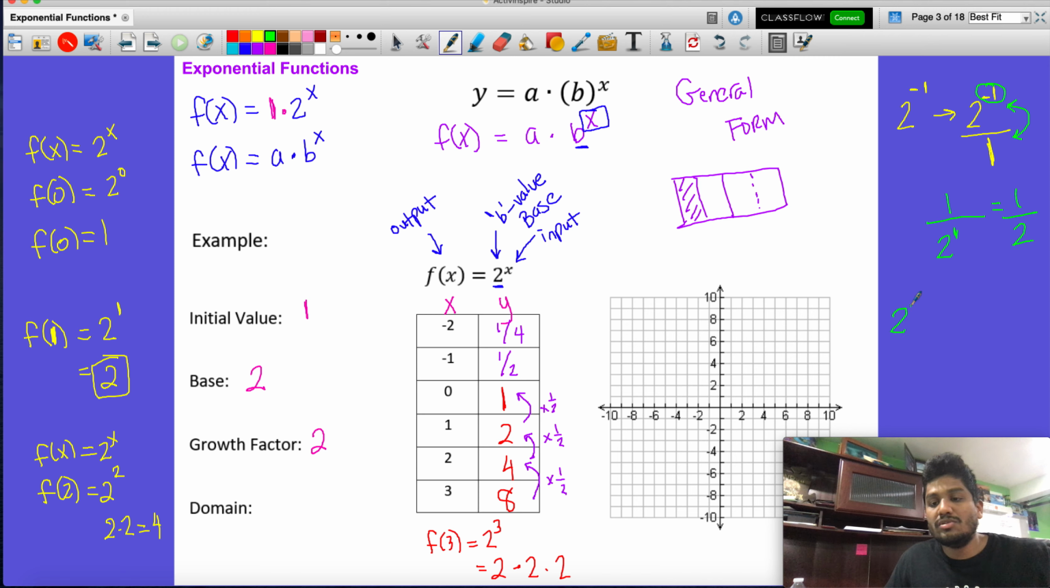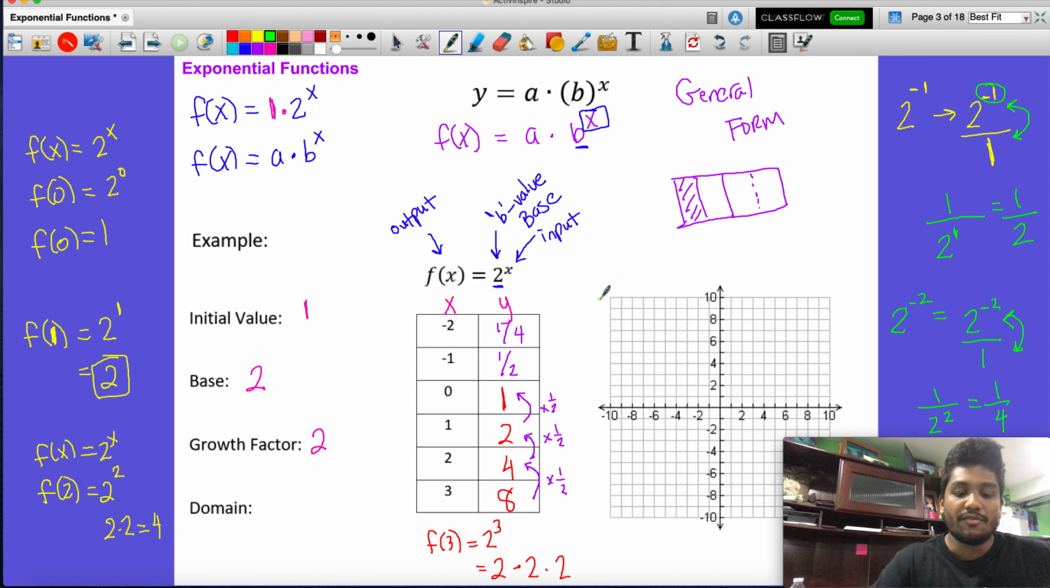Same thing for the 2 to the negative 2. We're going to put this, oh, I wrote that way too small, 2 to the negative 2, over 1. You're going to flip it, and in the process of flipping it, this becomes a positive. So 1 over 2 to the positive 2, which is 1 over 4, giving you 1 over 4 there.